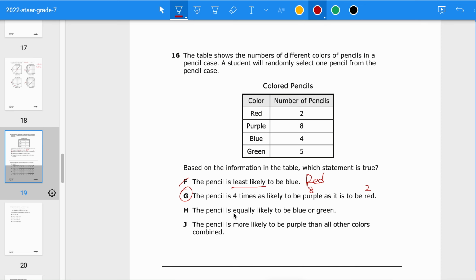So G is correct. H, the pencil is equally likely to be blue or green. How many blue? 4. How many green? 5. So they're not equal, so this is out. J, the pencil is more likely to be purple than all other colors combined. So how many in purple? 8. How many of all the other colors? We have 2 plus 4 plus 5, which is 11. That is greater than 8. So this one is wrong.